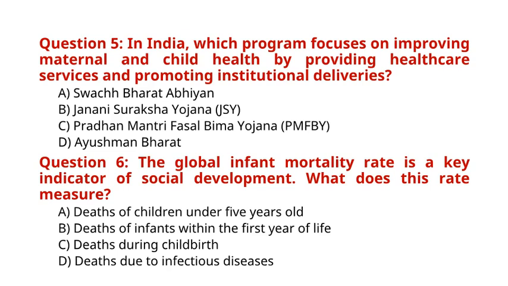Question 6. The global infant mortality rate is a key indicator of social development. What does this rate measure? A. Deaths of children under 5 years old. B. Deaths of infants within the first year of life. C. Deaths during childbirth. D. Deaths due to infectious diseases. The correct answer to question 6 is option B. Deaths of infants within the first year of life.